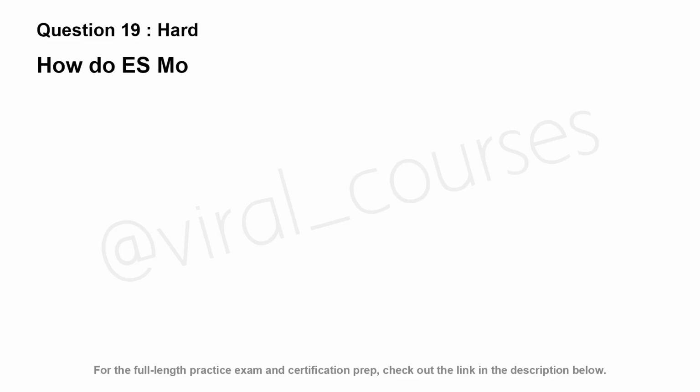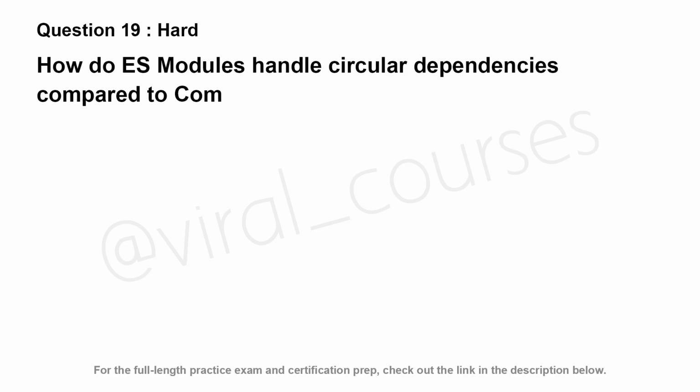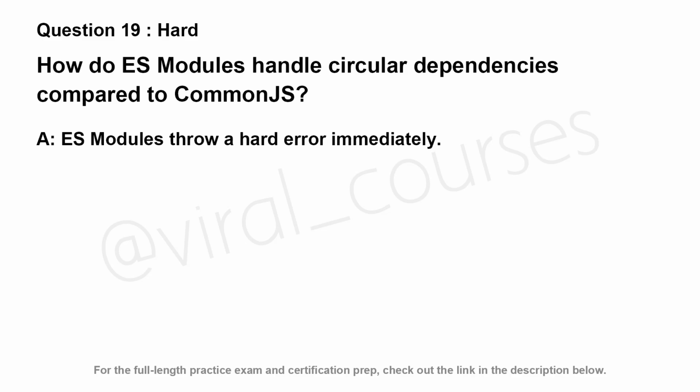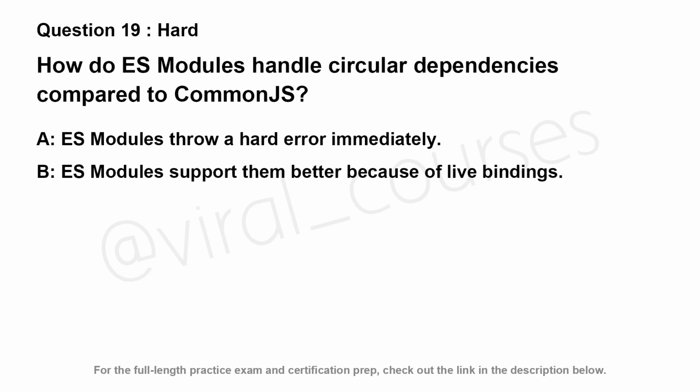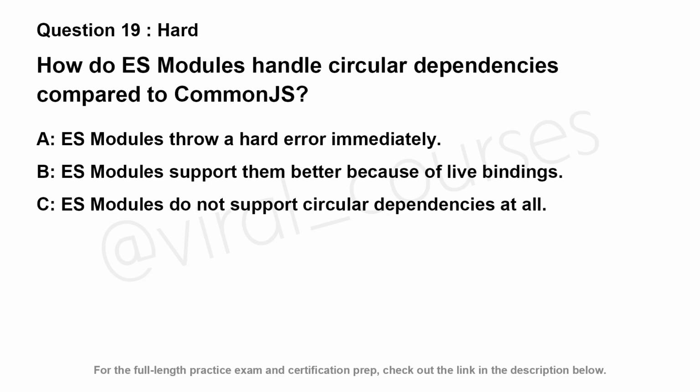How do ES modules handle circular dependencies compared to CommonJS? Option A. ES modules throw a hard error immediately. Option B. ES modules support them better because of live bindings. Option C. ES modules do not support circular dependencies at all. Option D. They handle them exactly the same way.